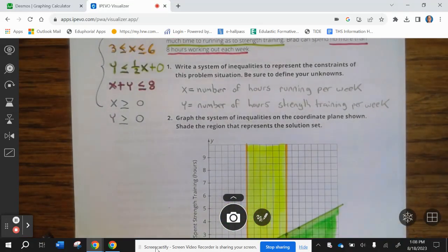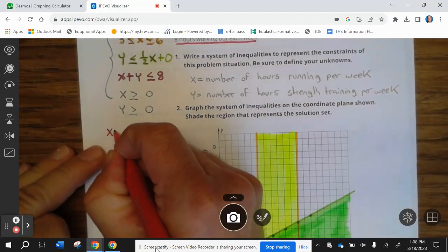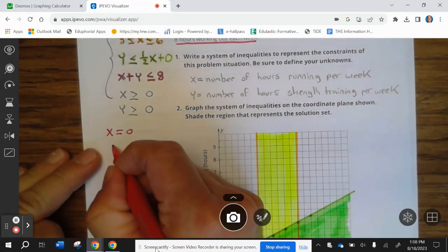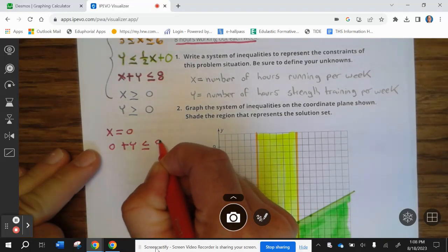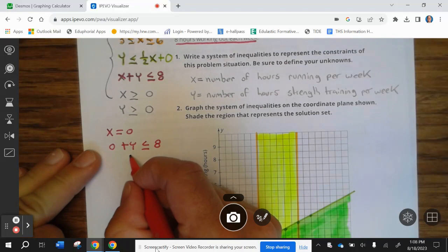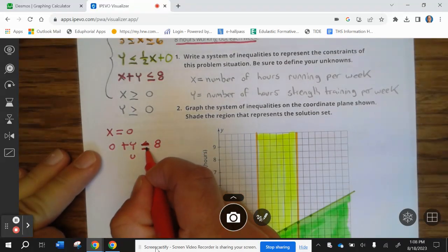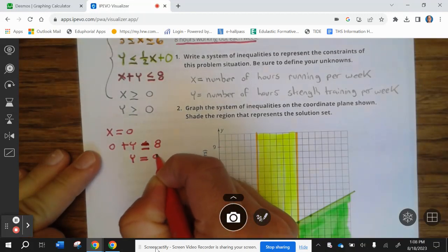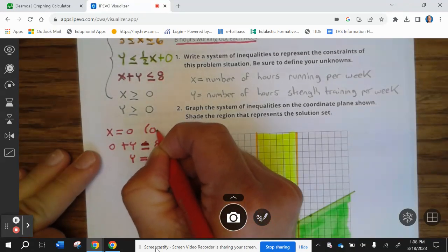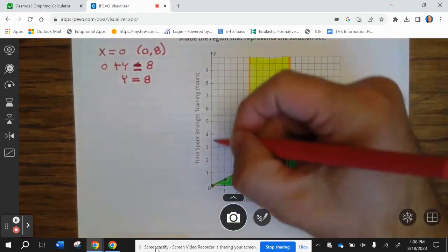Now, for the x plus y less than or equal to 8, the way we're going to graph this, let x equal 0. So that means 0 plus y is less than or equal to 8. So y, and let's just ignore the inequality aspect, and let's just worry about the equal part, okay? So y equals 8. So your point is 0, comma 8.